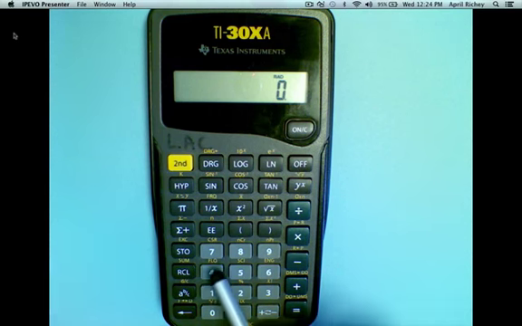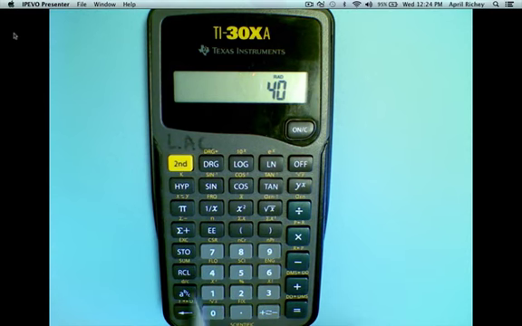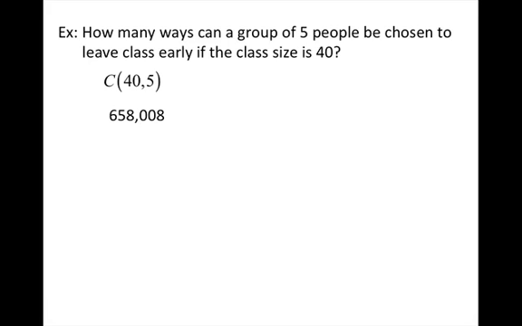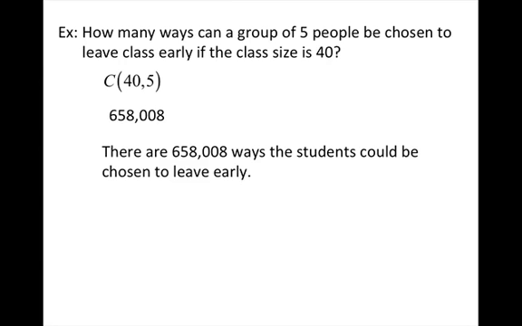So on the calculator, I type in a 40, I hit second 8 to activate the combination, and then the 5 that I'm selecting. So I end up with 658,008. So there are 658,008 different ways the students could be chosen to leave early.